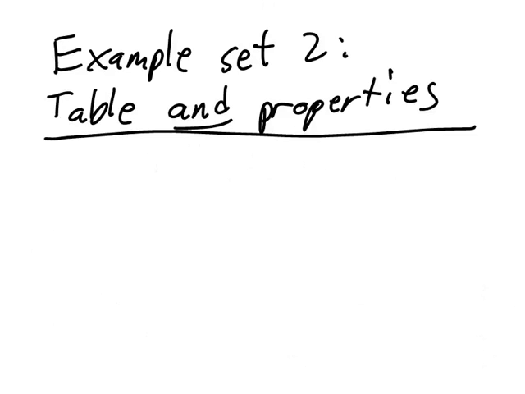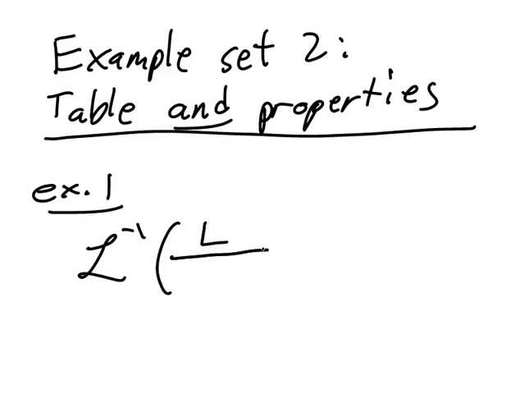Now, let's look at some other examples where we have to use not only the Laplace transform table, but also some of the Laplace transform properties in order to solve the problem. For this first example, let's find the inverse Laplace of the function L, that will represent inductance, over s.